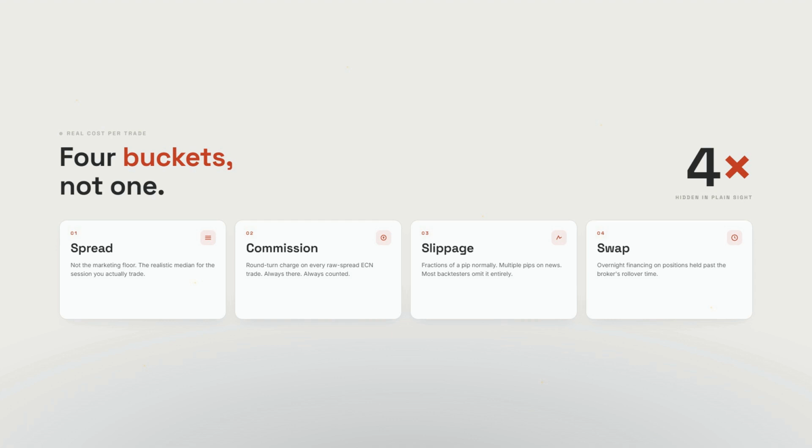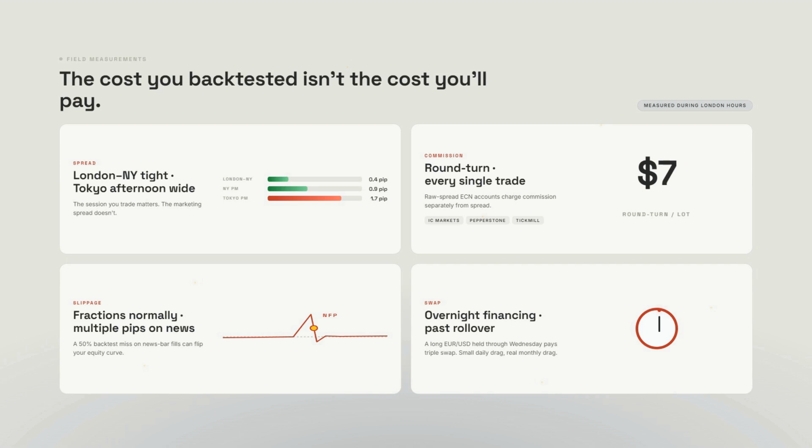Spread, but not the floor. The realistic median for the session you actually trade. London-New York overlap is tight. Tokyo afternoon, much wider. Commission. Every raw spread account at IC Markets, Pepperstone, or Tickmill charges a round turn commission. Add it to every single trade. Slippage. Fractions of a pip on normal orders, multiple pips during news events. Most backtesters omit this entirely. And swap. Overnight financing on positions you hold past the broker's rollover time.